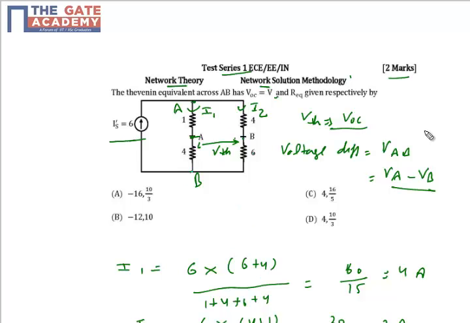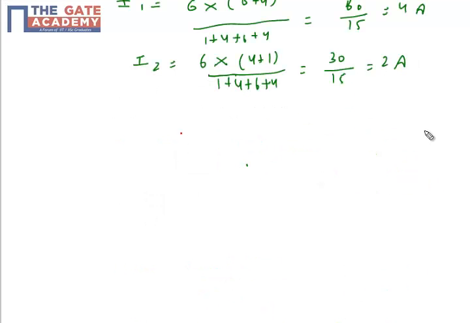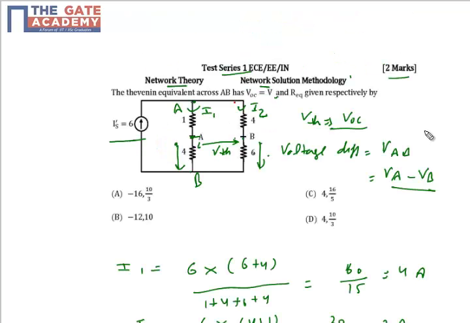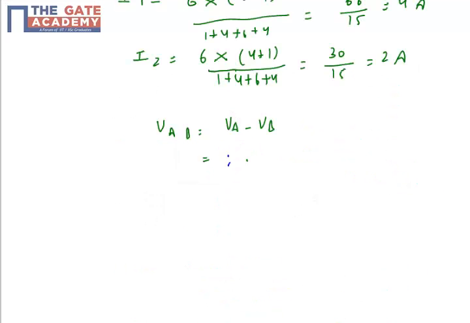What is VA? VA will be the potential across 4 ohm. What is VB? VB will be the potential across 6 ohm. Let's calculate VA minus VB. VA is the potential across 4 ohm, which is 4 I1. VB is the potential across 6 ohm, which is 6 I2, right? So just write it down here: 4 I1 minus 6 I2.